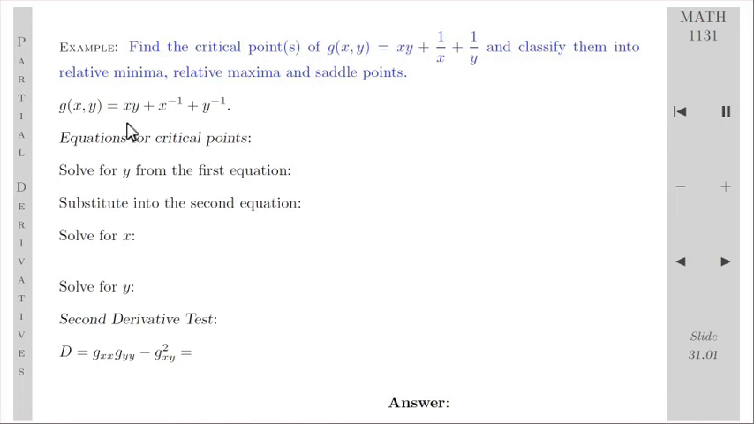So I'm going to write this function as xy plus x to the negative 1 plus y to the negative 1. I'm going to next find the first order partial derivatives, set them equal to 0 to give me the equations for the critical points.